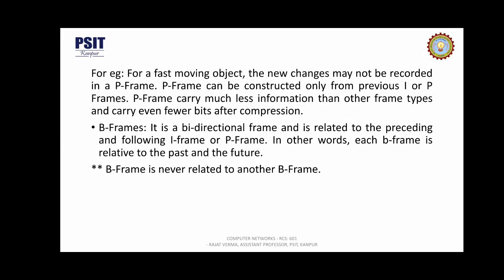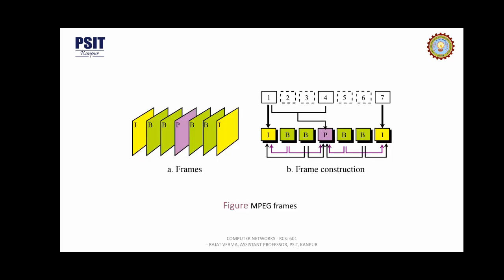Now there are certain conditions of I frame and B frame. That means one particular frame cannot come after it. So all these conditions are mentioned in the next slide, depicted by a figure. For example, if I have 7 frames, then the frames are mentioned in figure A and their construction is mentioned in diagram B on the right hand side. That means the first is I, then B, then B, then P, then B, then B, then I. Now that's it for the MPEG frames.